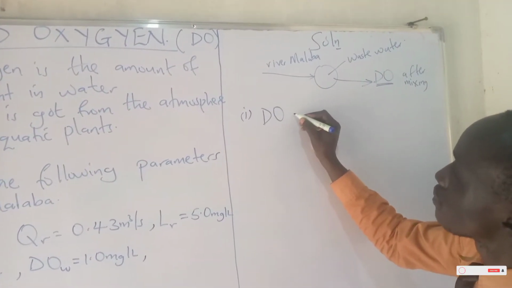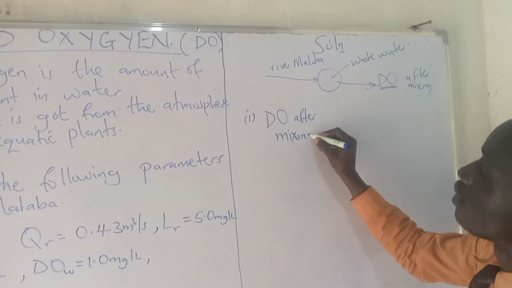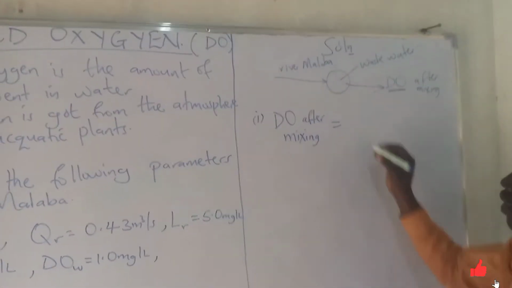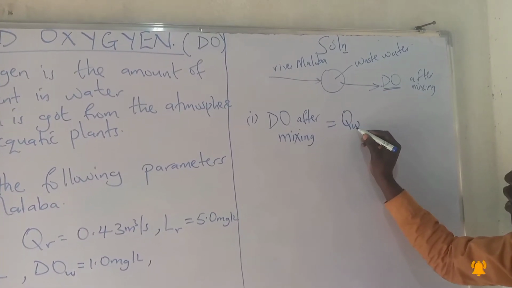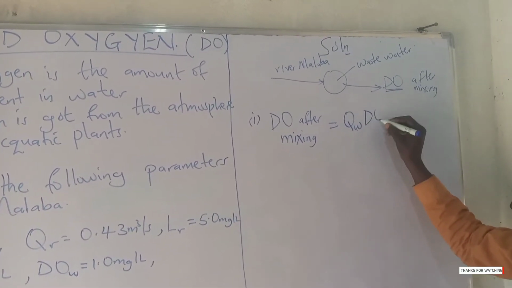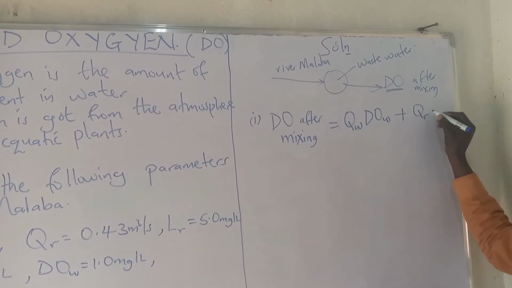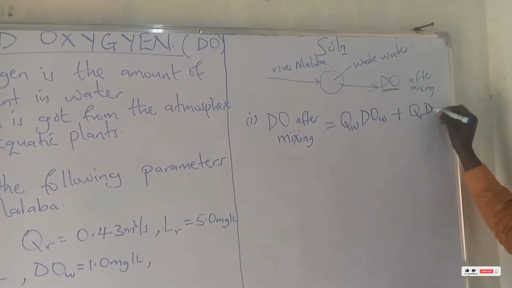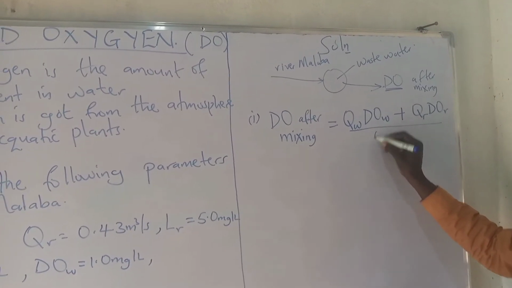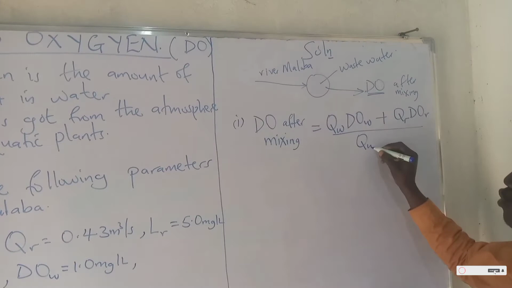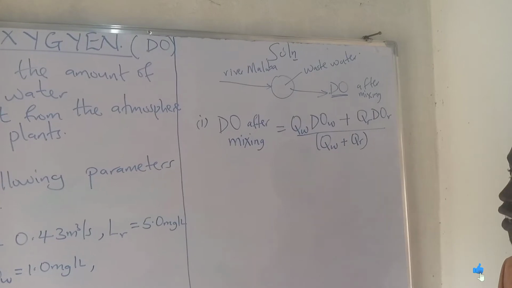The dissolved oxygen after mixing is given by QW, the flow rate of the wastewater, times DOW, the dissolved oxygen of the wastewater, plus QR, the flow rate of the river, times DOR, the dissolved oxygen of the river, over the total discharge after mixing, which is the flow rate of the wastewater plus the flow rate of the river.